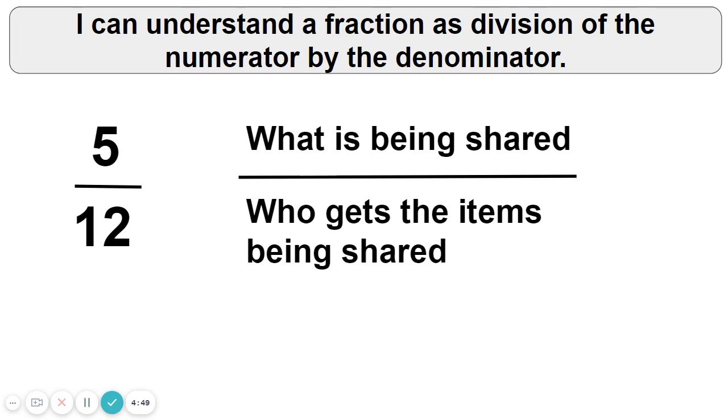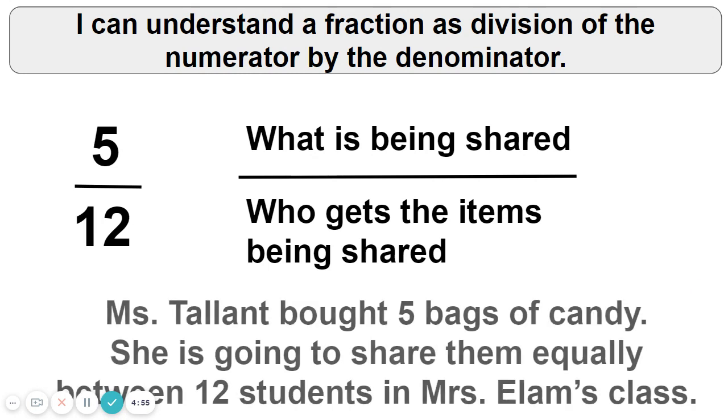So for this problem, for this answer of 5/12, I came up with this problem. Miss Talent bought 5 bags of candy. She's going to share them equally between 12 students in Miss Elam's class. So I took out my information from my problem. She bought 5 bags of candy, and she's going to share them equally between 12 students. So each student is going to get 5/12 of a bag.